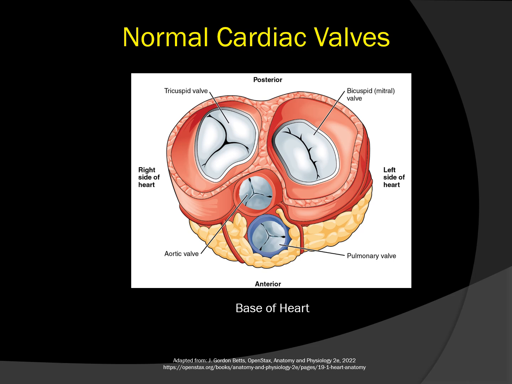This illustration shows the view of the base of the heart during diastole looking up from the feet towards the head, with the heart sliced in a transverse plane while the patient is lying prone, which is face down. At this level, we see the tricuspid and mitral valves are posterior. The aortic valve is central, and the pulmonary valve is most anterior.